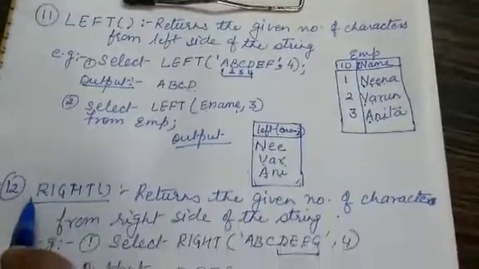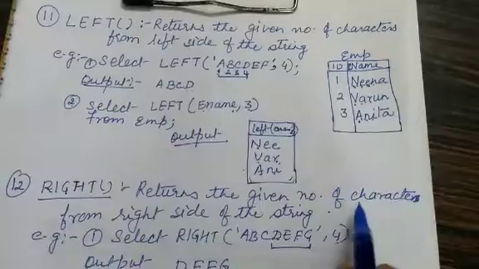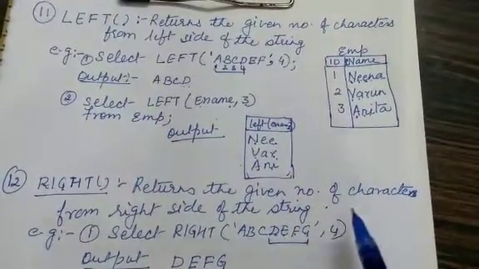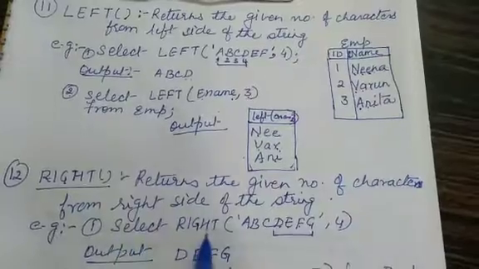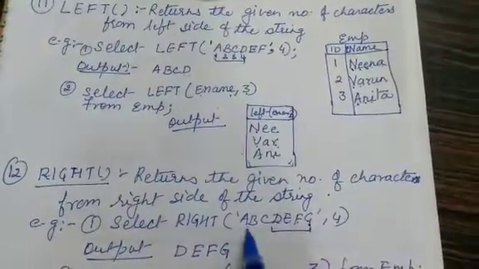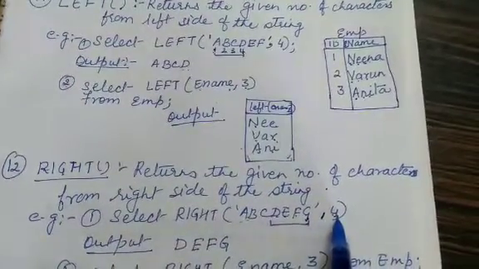Now next is the RIGHT function. The RIGHT function returns the given number of characters from the right-hand side of the string, that is, from the last part of the string. So if you write SELECT RIGHT, suppose this is the string, comma 4. So first you have to write the string from which you want to extract, comma, number of characters.